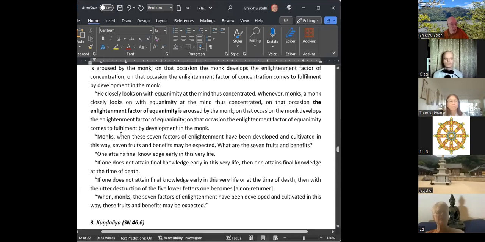At the end of the sutta, it says that when the seven enlightenment factors have been developed, then seven fruits and benefits can be expected. The first one is that you attain final knowledge or enlightenment early in this life. If you don't attain enlightenment during the course of your life, then you can still attain it around the time of death. And if you don't attain enlightenment at the time of death, then you become a non-returner and you can attain enlightenment in the next life.